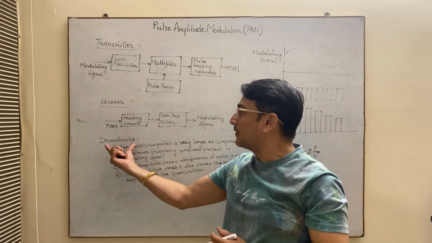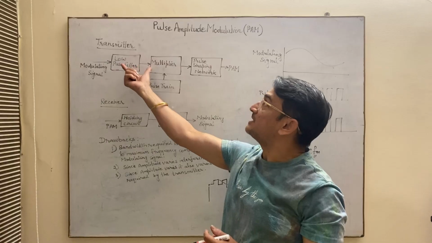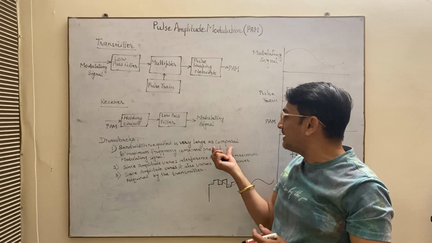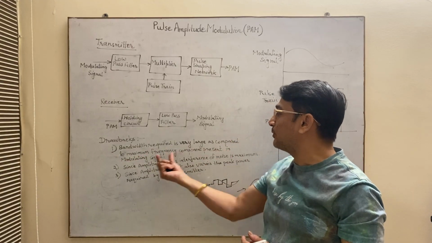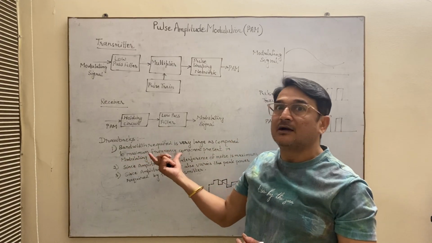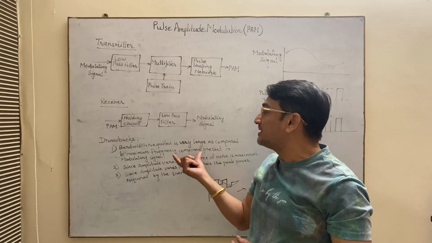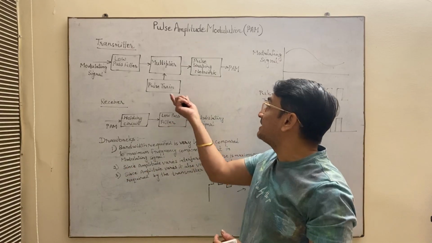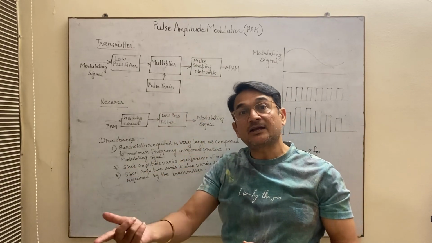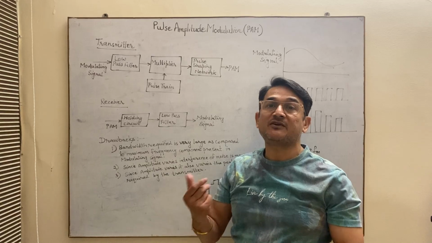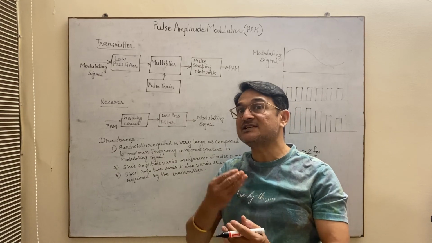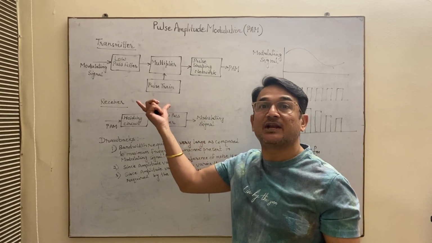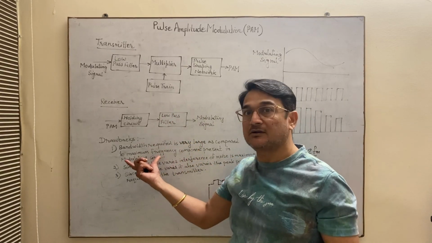Now let us quickly see the drawbacks of pulse amplitude modulation. The very first drawback is that the bandwidth required is very large as compared to the maximum frequency component present in the modulating signal. Why? Because the maximum frequency component may be 100 Hz, and we are using the pulse train at greater than or twice the maximum frequency component, which is 200 Hz or more. So obviously the bandwidth doubles. So the bandwidth required for the pulse amplitude modulated signal is high or large.